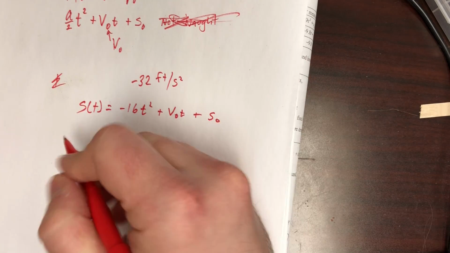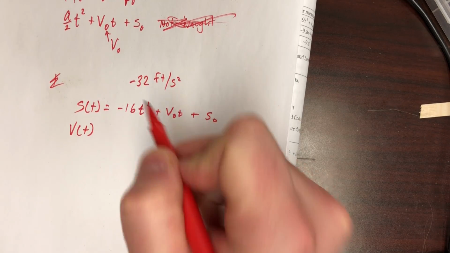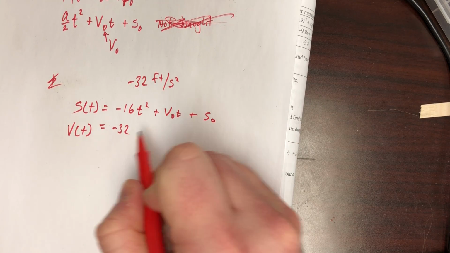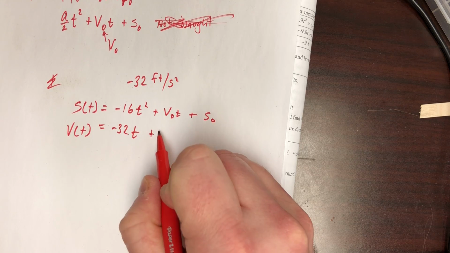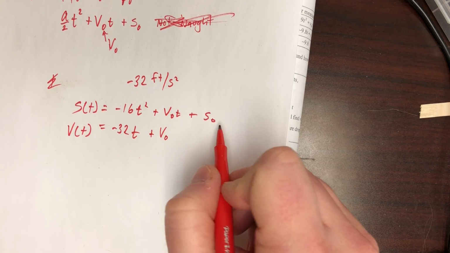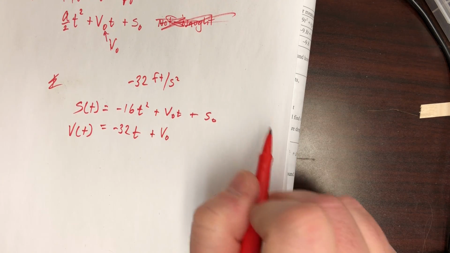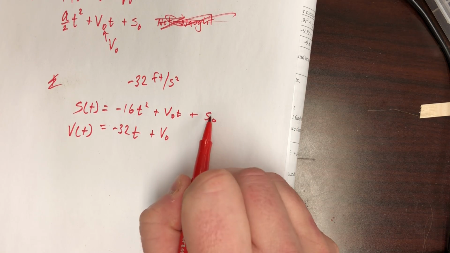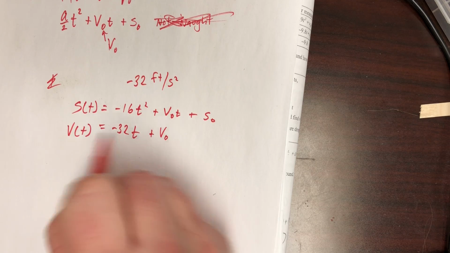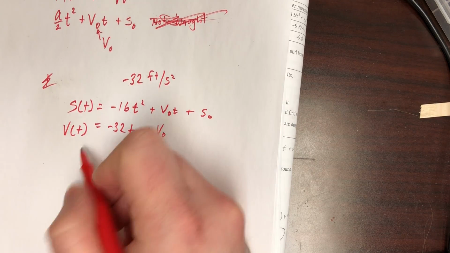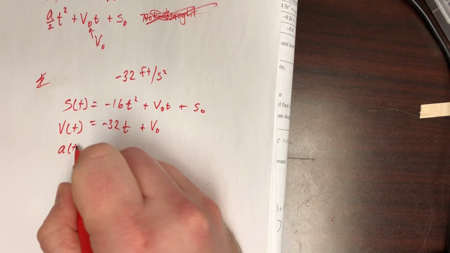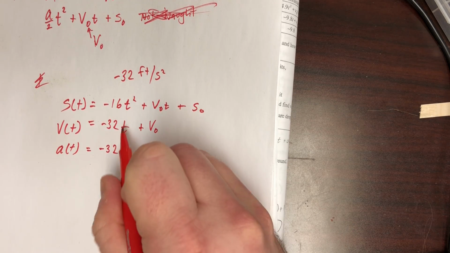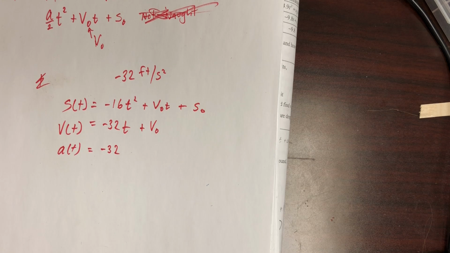Hey, what's the derivative of this? The derivative of position is velocity. Well, let's see, so that's negative 32 t plus v naught. Okay, so v naught and s naught, those are numbers. They're like our initial thing. We're going to plug them in at some point. Oh, the derivative of a number is 0, so it's gone. What's the derivative of this? Well, the derivative of velocity is acceleration. It's negative 32, t goes away.